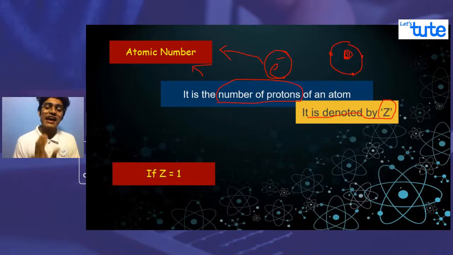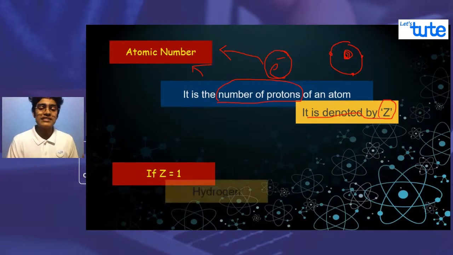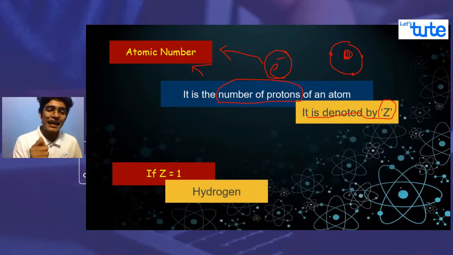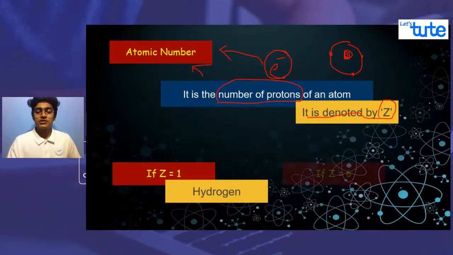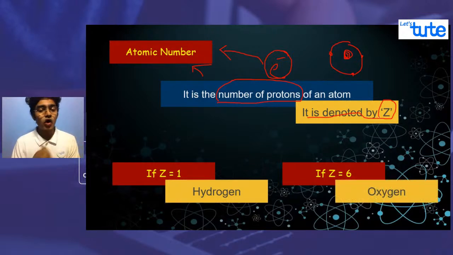In this condition, we have Z equals 1. That means the atomic number is equal to 1. So what will be the element? We know that there is an element called hydrogen. It has only one proton, and that is the atomic number of hydrogen. So the element is hydrogen. If I have Z equals 6, that means atomic number is equal to 6. The element is actually oxygen.